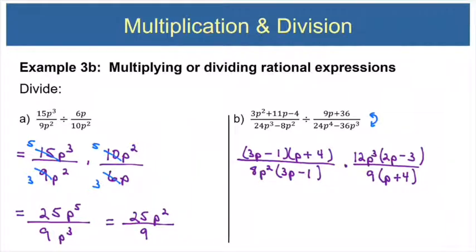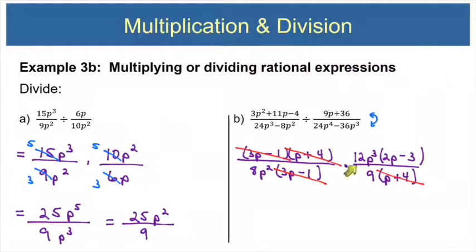Now let's look at the factors in the top and the factors in the bottom and see what can be canceled out. So I see that the top contains a 3p minus 1, and the bottom also contains a 3p minus 1, so those can go. And I see that the top contains a p plus 4, and so does the bottom, so those can go.